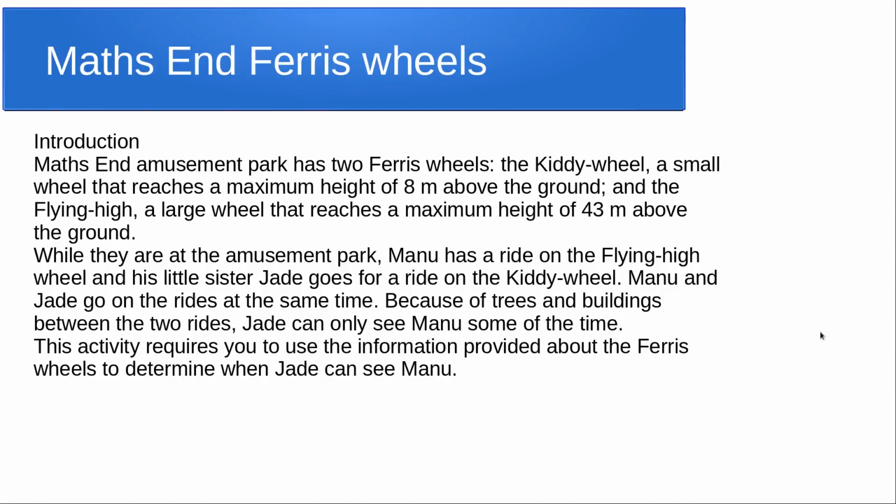This is a practice trigonometric internal, and I've taken it from the TKI site, which you can get through the NCEA maths pages. So here we've got the introduction. An amusement park has two Ferris wheels. We've got the Kiddy-wheel that can get to a max height of 8 and the Flying High with a max height of 43.